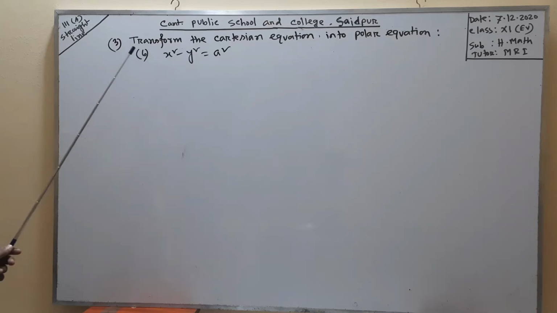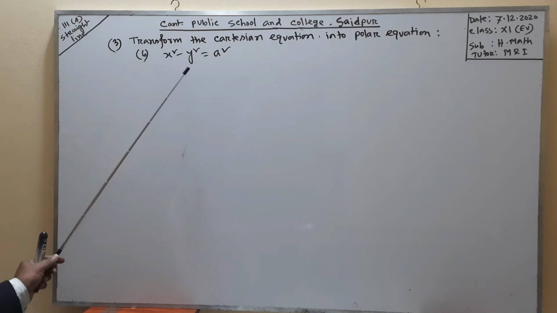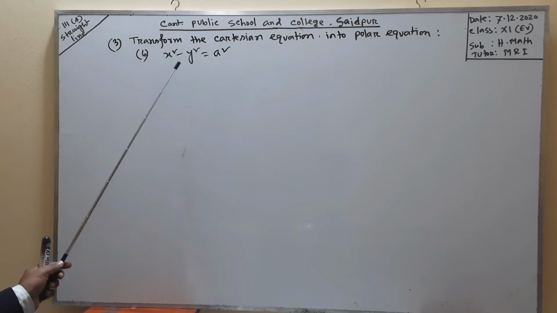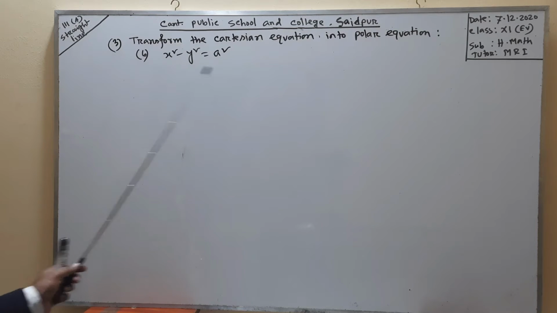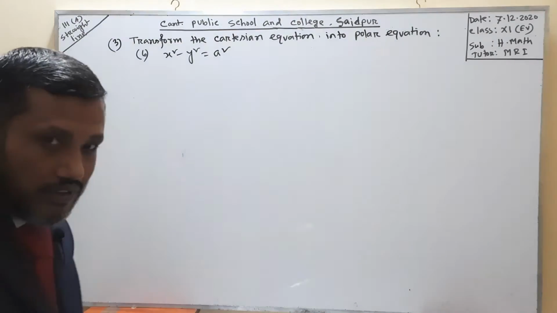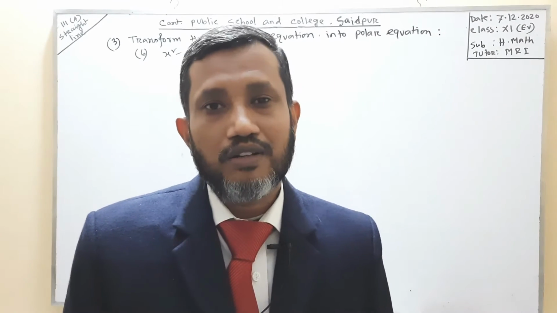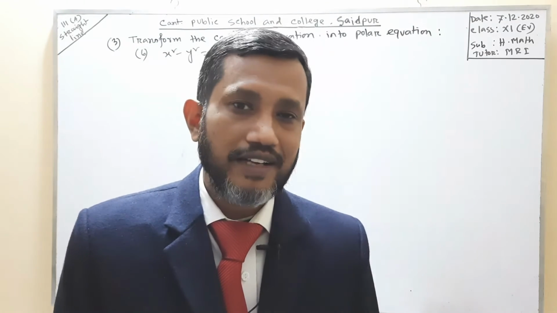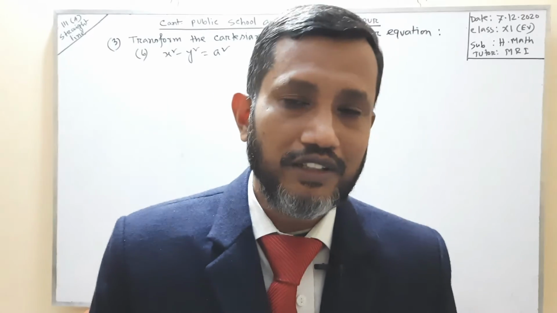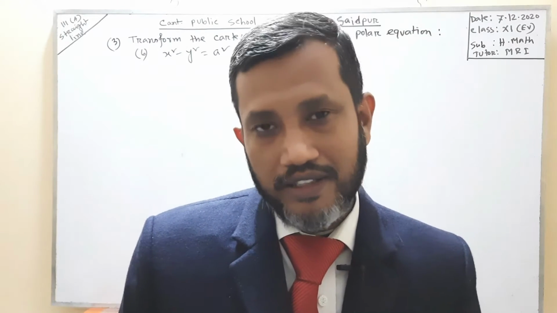I am reading this. Transform the Cartesian equation into polar equation. Here x square minus y square is equal to a square. This is the Cartesian equation. Now I want to transform this Cartesian equation into polar equation. We know the relation between Cartesian coordinates and polar coordinates. x is equal to r cos theta, y is equal to r sin theta, r is equal to square root of x square plus y square. Here r is greater than or equal to 0, that is the value of r is non-negative, and theta is equal to tan inverse y by x.